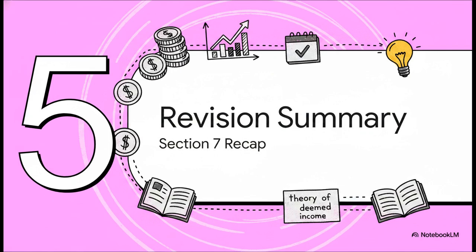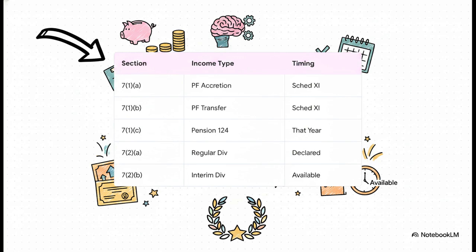All right, let's bring it all home with Part 5, the Section 7 revision summary. Let's move to and see how this builds our ultimate study guide. Honestly, I highly recommend taking a quick screenshot of this matrix right now. To lock this in your memory, just remember a very simple trick. Section 7.1 is for employees, and 7.2 is for corporates.